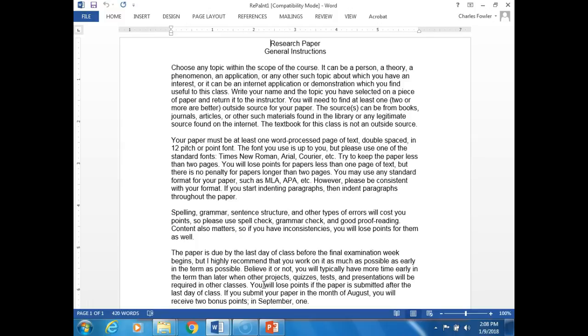The textbook is not an outside source. You can get ideas from the textbook, but don't use it as a source for your paper. Now, how long does the paper need to be? At least one word process page of text. Okay? Now, what is a word process page?